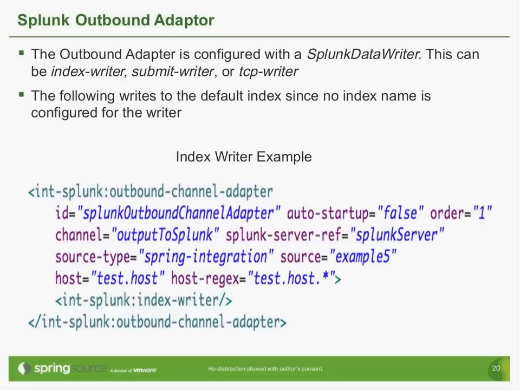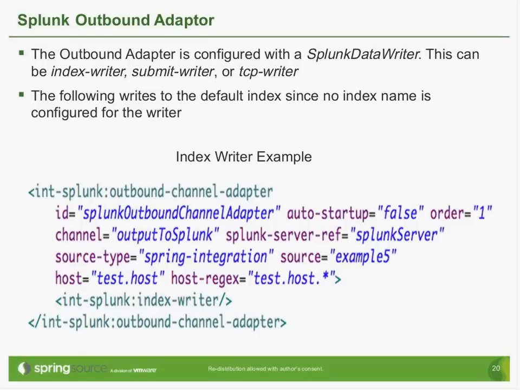The outbound adapter, a little bit more complicated because we have different modes of writing. Again, I mentioned previously you can use an index writer or submit writer or TCP writer, the TCP writer being most appropriate for streaming large volumes of data. The submit writer uses the API submit request method that will, under the covers, execute a REST request. Index writer, I believe, will also use a REST request, but that's more appropriate for writing to a named index.